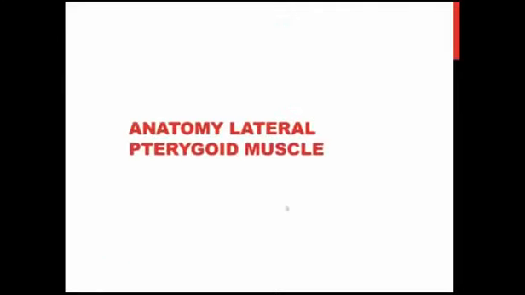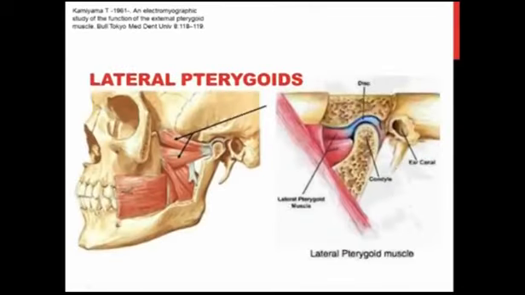First, let me address the anatomy of the lateral pterygoid muscle. The lateral pterygoid muscle is composed predominantly of two heads, a superior one, which is the top one, and a bottom one called the inferior head. There are also reports of an additional head, making that a third head, in 20 to 22% of individuals studied.